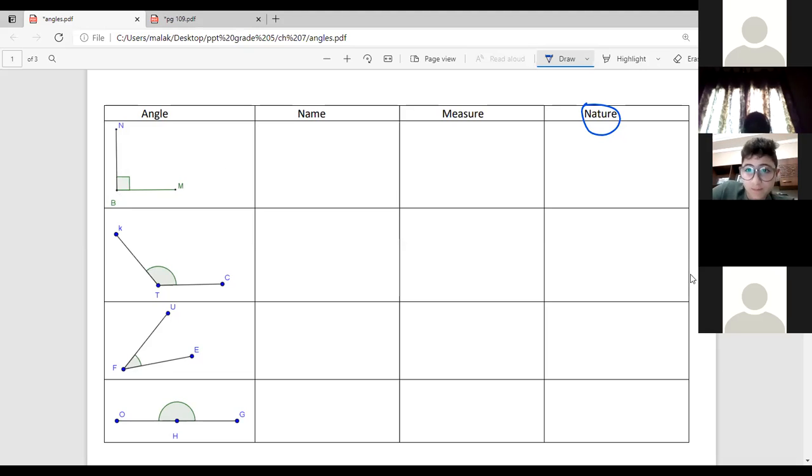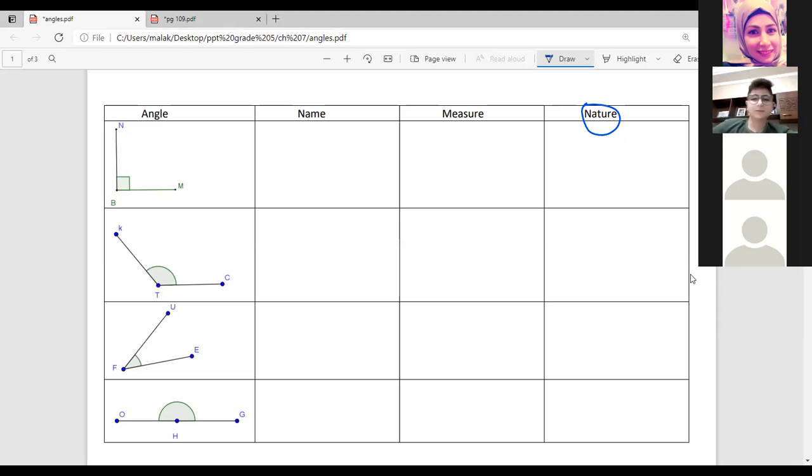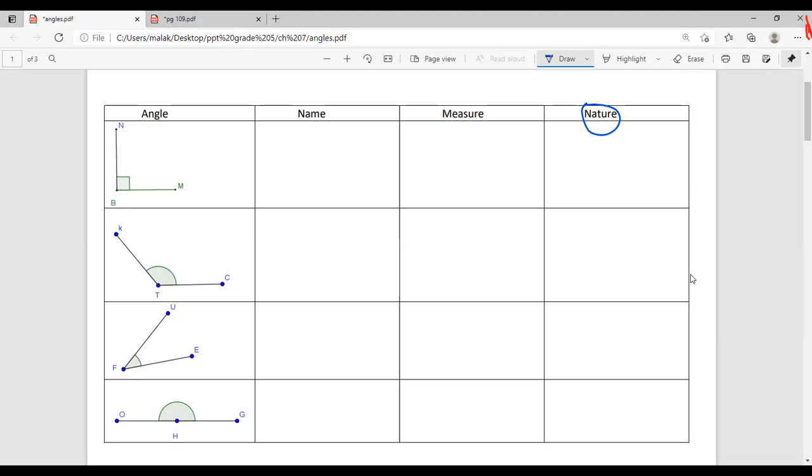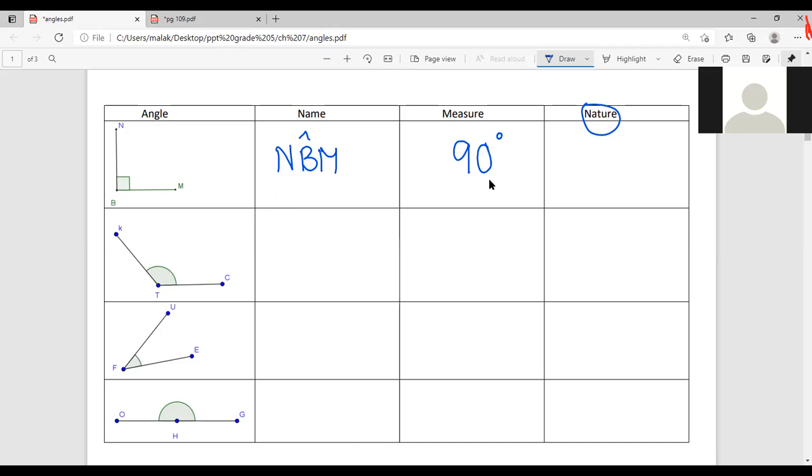So let's start with Mahdi. Mustafa, name the first angle. NBM or MBN. Bravo. We can start with N or we can start with M, but the B, the vertex, has to be in the middle. Thank you, Mustafa. Mustafa Madani, how much does this angle measure? 90 degrees. Bravo. So no need to use a protractor. Why? Because it's right.